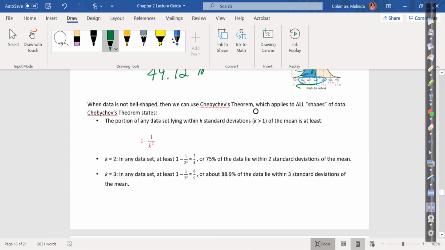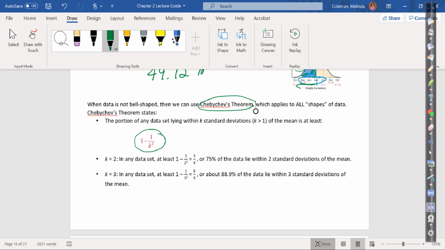All right, so what happens then whenever data is not bell-shaped? Well, if it's not bell-shaped, we use what's called Chebyshev's theorem, and that helps us apply to all shapes of data. However, we're not quite as accurate. So it says the portion of the data set lying within k standard deviations, where k is greater than 1, of the mean is at least this formula.